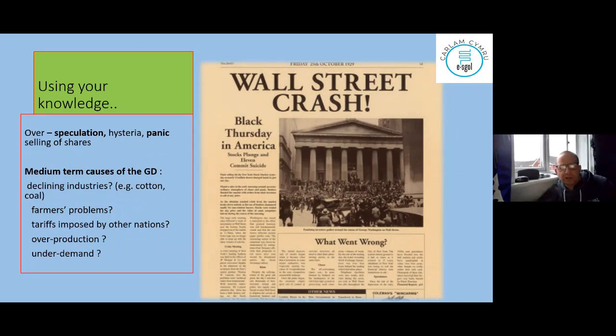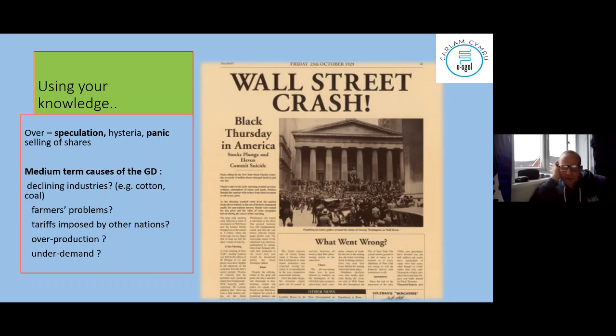But what about our knowledge? I've added a few here. It's about over speculation. It's about hysteria. It remarks about the panic selling of shares. Perhaps it's about the actual nature that many share buyers were amateurs, inexperienced investors who panicked too easily. But of course, we need to remember the Wall Street crash was not the only cause of the Great Depression.